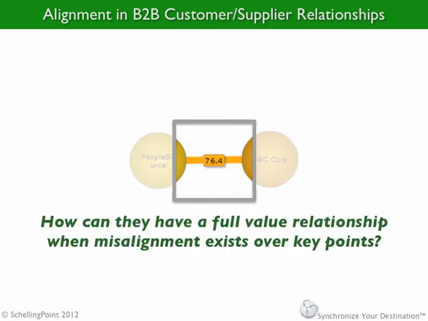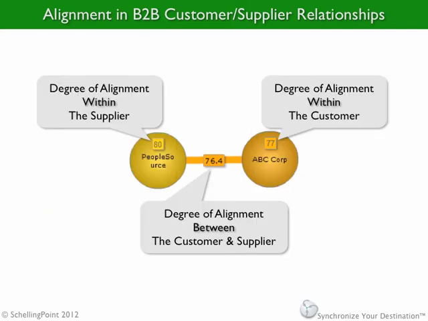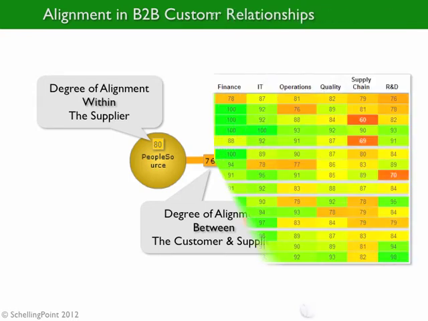So we now know that we can have these situations where misalignment exists within one or both of the parties and between them, and therefore how can the relationship attain its full potential when such misalignment exists. So we have these 3 points of alignment. Now let's be more specific.